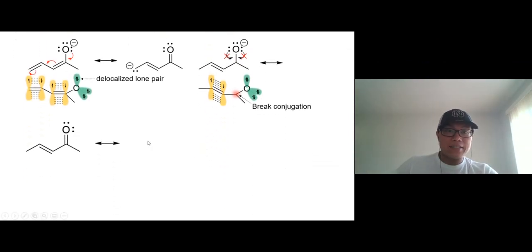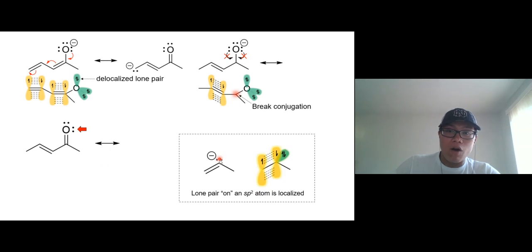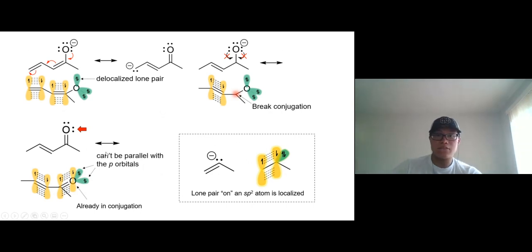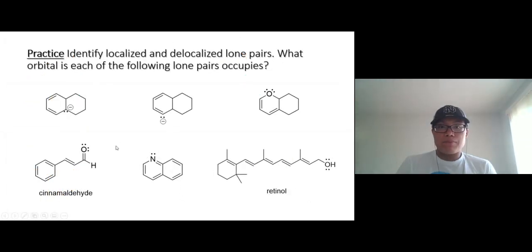Lastly, is that lone pair delocalized? It's also localized. If you still remember, the lone pair on an sp2 atom is localized. No way on earth can this lone pair be parallel. This one cannot be parallel with these four p orbitals because it's already on an oxygen that has already participated in the conjugation. You can't draw any resonance structure there. Okay, let's try this.